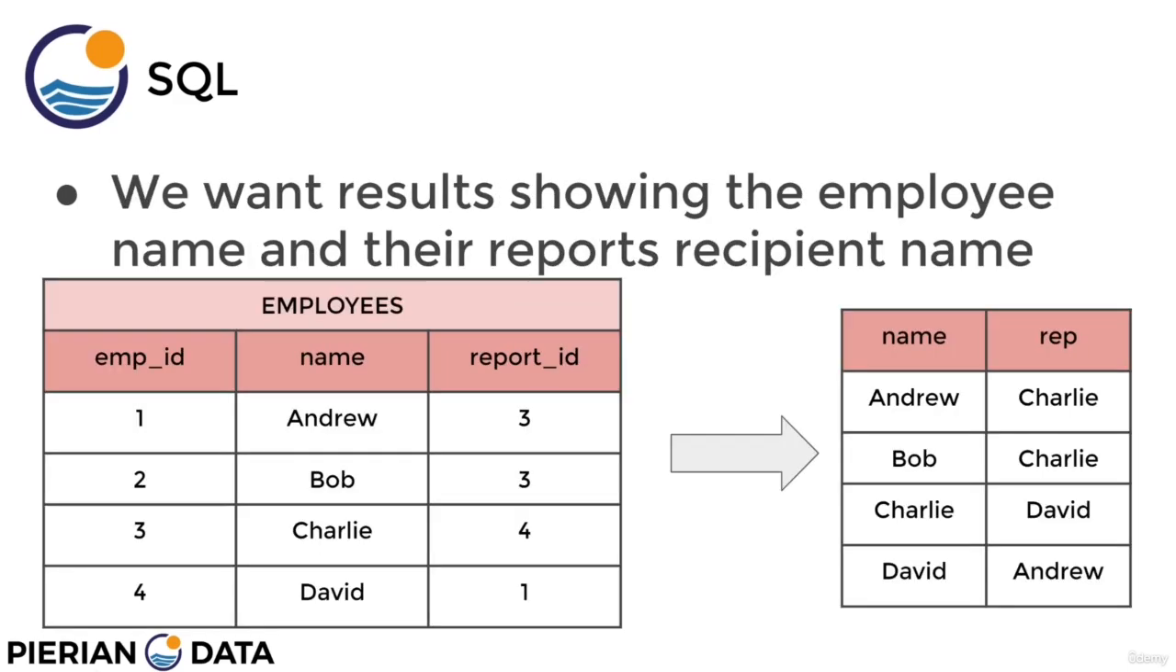Now let's imagine I wanted to show the results of the employee name and their report's recipient name. So I want to go from this employees table to something that looks like this on the right, where I have the name and then the person they're reporting to instead of just the report ID, which is the employee ID of the person reporting to. Technically, all this information is in this one singular table. So I can use a self-join to essentially make a copy, join it together in order to match the employee name with the report ID along with the employee ID. So let's break this down.